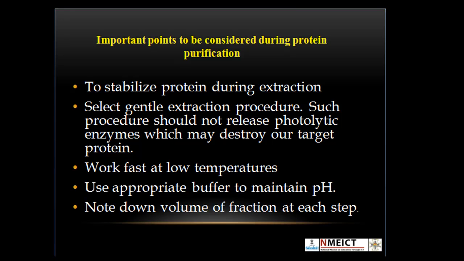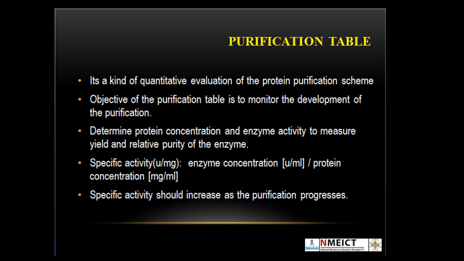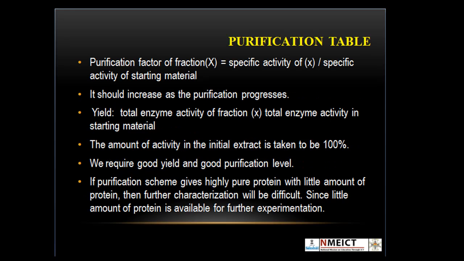Purification table. It is a kind of quantitative evaluation of the protein purification scheme. The objective of the purification table is to monitor the development of the purification. Determine protein concentration and enzyme activity to measure yield and relative purity of the enzyme. We need to calculate specific activity. We need to calculate purification factors. The purification factor should increase as the purification progresses. Similarly, the specific activity also increases at each step of the purification.